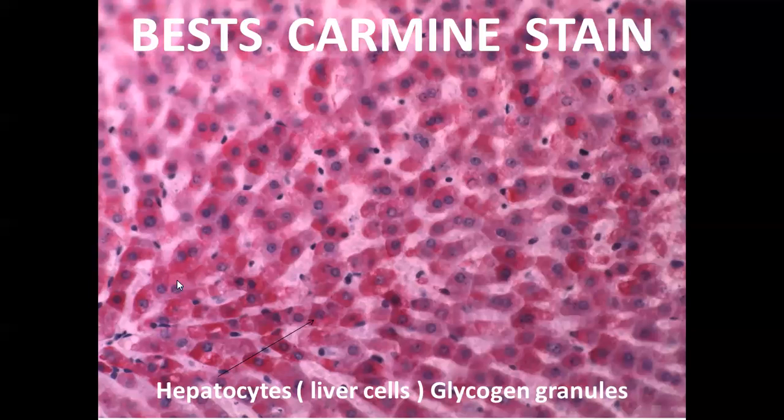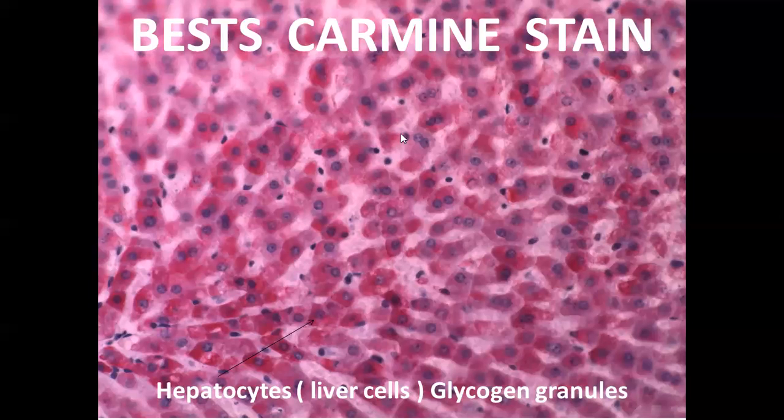The cytoplasm of this type of cell, the liver cell, is filled with cytoplasmic inclusion, for example glycogen. This red area is the glycogen granule. The cytoplasm of the liver cell is filled with glycogen granules. The name of the stain to demonstrate this inclusion is Best's carmine. We use the Best's carmine stain.